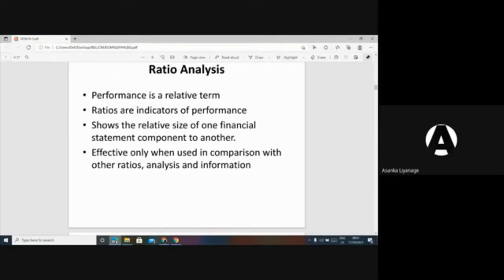Then ratios show the relative size of one financial statement component to another. They are effective only when used in comparison with other ratios, analysis, and information. Now, this is a very important point. Ratio analysis or the ratios will not be the only thing that you take into account before you make a credit decision.